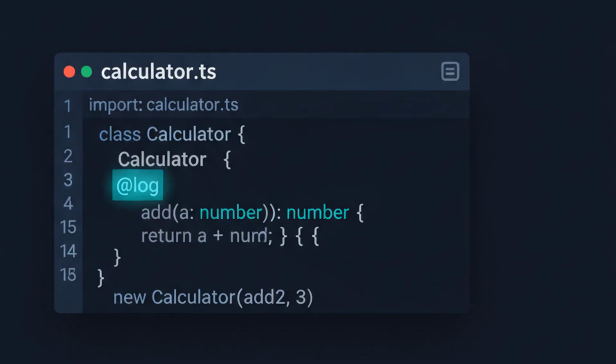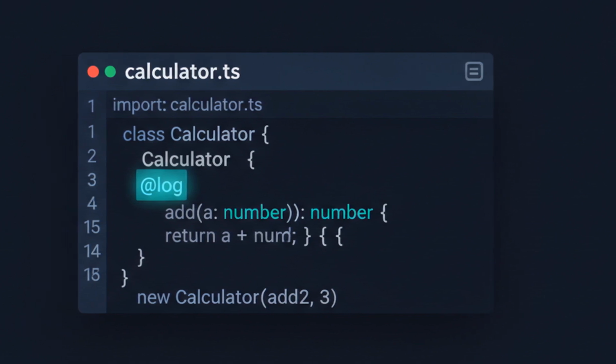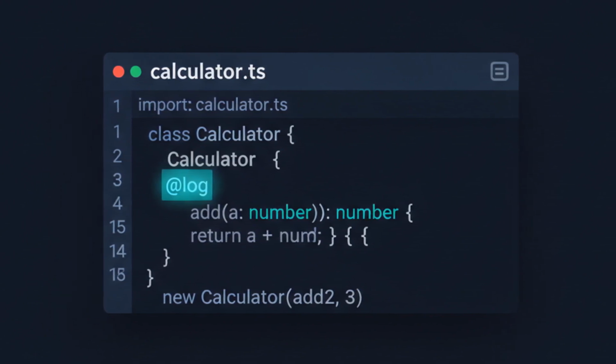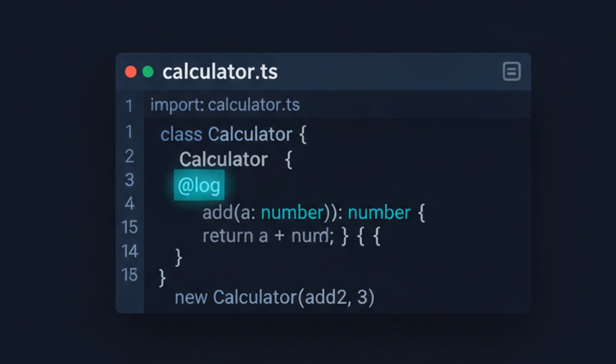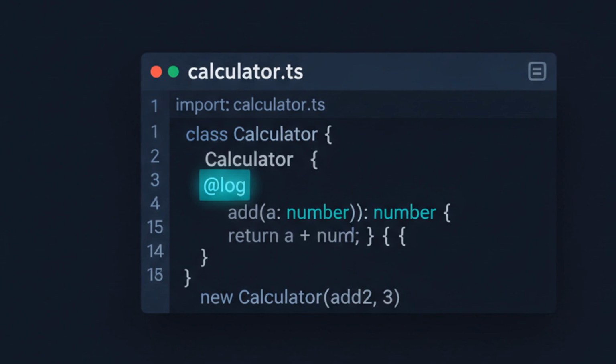Apply log to a method on a calculator class. When you call add, the wrapper runs first, logs the inputs, calls through to the real implementation, then logs the result. The original method never knows it was wrapped. This is the power of decorators applied to instrumentation. Logging, timing, retries, all without polluting business logic.